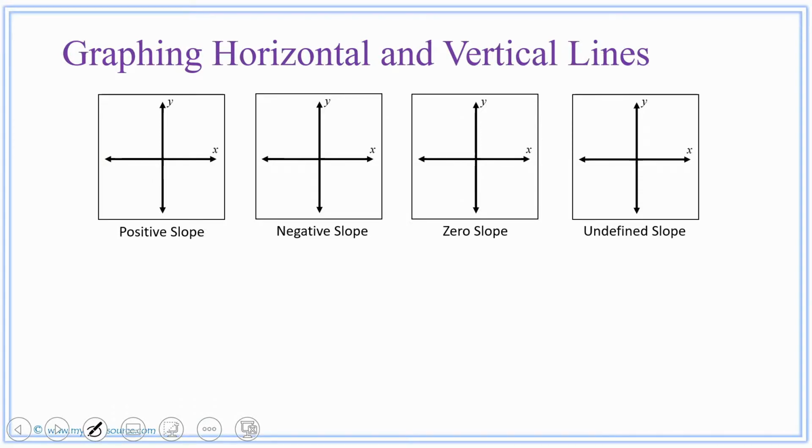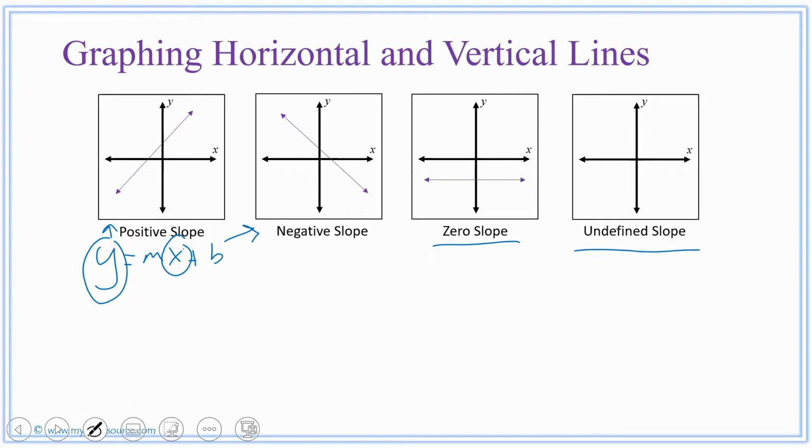All right, so the other thing we want to look at is just graphing horizontal and vertical lines. Remember we talked about positive slopes and negative slopes. What's interesting with this is y equals mx plus b is the representation of both of these. And what you'll see is that with diagonal lines, you have both the x and the y in there. But with the zero slope and the undefined slope, we're going to see that there is only one of the variables.